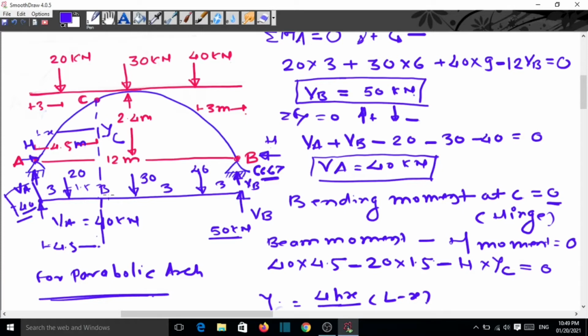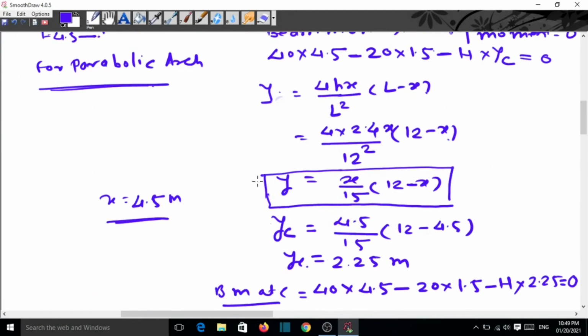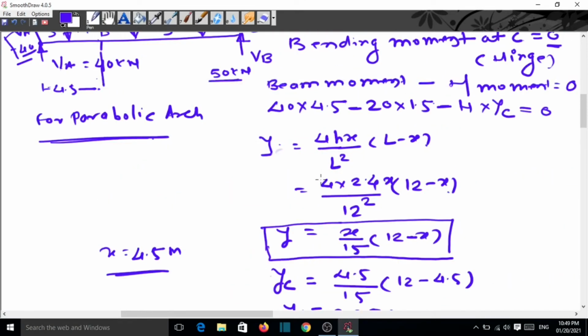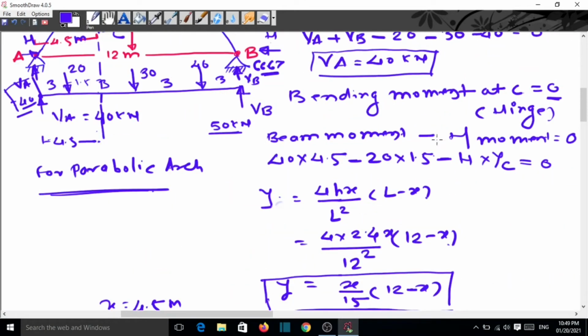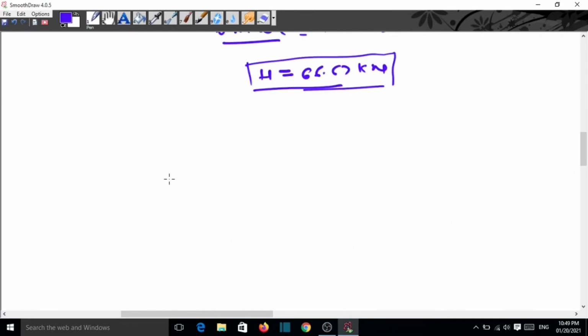Now we want the bending moment diagram. So always we know, bending moment is what? Anywhere it is the beam moment minus the H moment, or thrust moment. So first we draw the bending moment diagram for the simply supported beam.